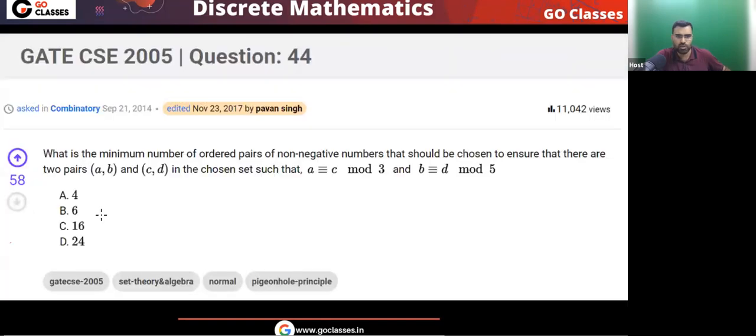So what is this question saying? It is asking for the minimum number of ordered pairs of non-negative integers that should be chosen to ensure a guarantee. We want to ensure that we get this type of couple where this happens.